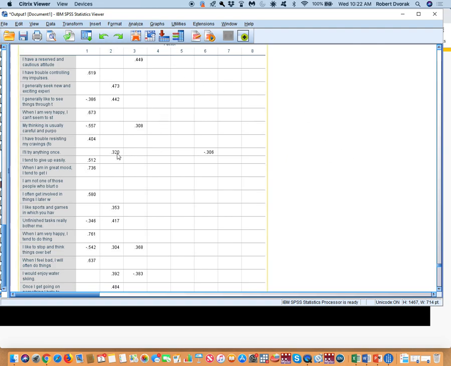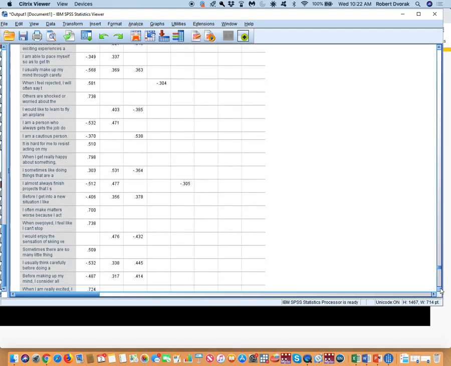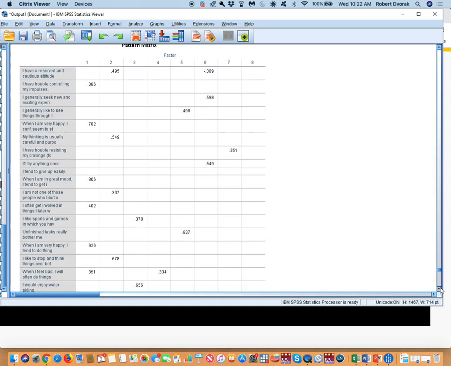And occasionally you will find something like this. I'll try anything once, that loads on 2 different factors. I like to stop and think things over before I do them, which loads on 3 different factors. Oh, am I looking at the unrotated one though? I am looking at the unrotated one. Ugh. The rotated ones, though, still give you a couple every once in a while.